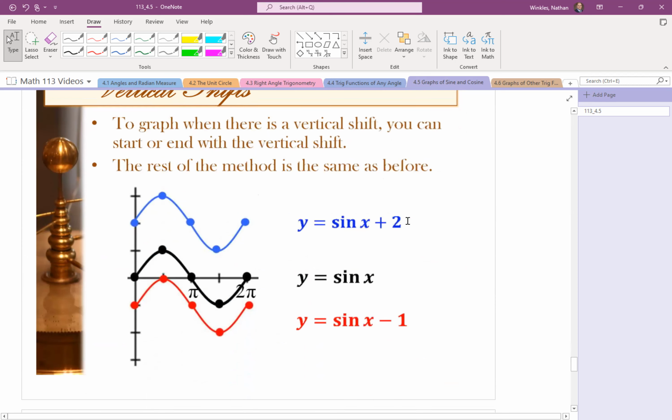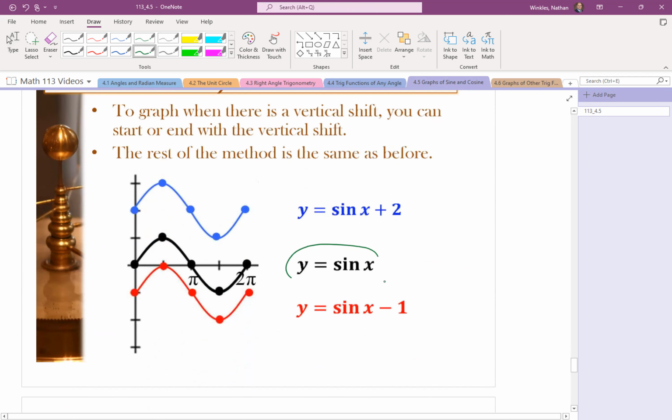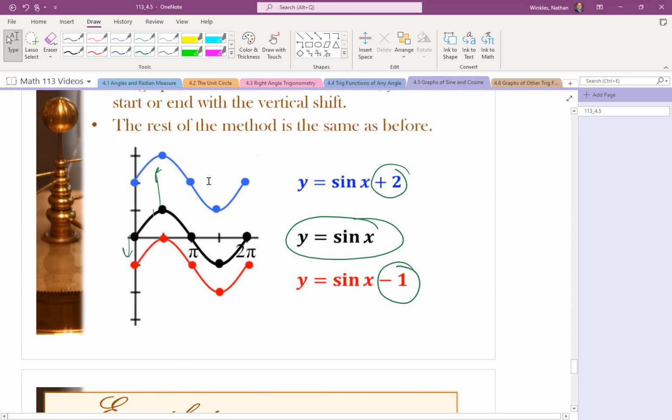So vertical shifts: if we start with our standard function y equals sine of x, you can take each one of them and add 2 to your y values. For the blue here, we can subtract 1 from the y values for the red and everything. We can see that in each case, we either went down or went up, depending on what we were doing. We go the same on the outside, just like we did in previous transformations.